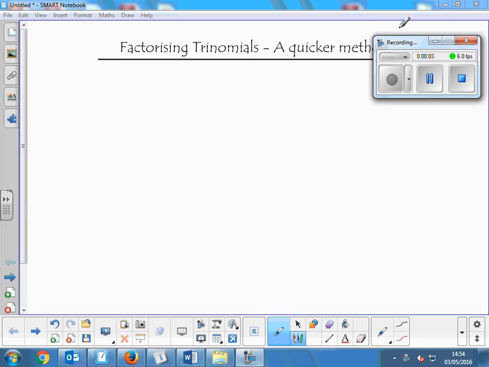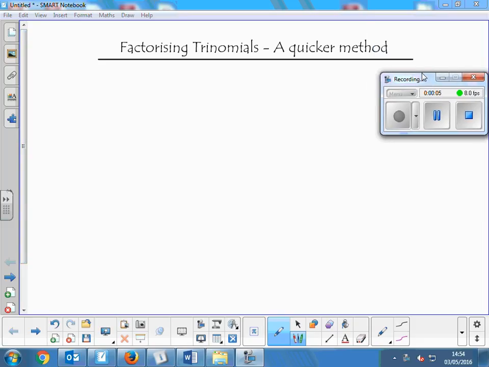Okay, so we're just going to go through a couple of examples of factorizing trinomials, and we're going to do it using a slightly quicker method than what we've learned in class. So, not looking at the squares method. Alright, so this is our example. We've got y squared minus 2y minus 15.